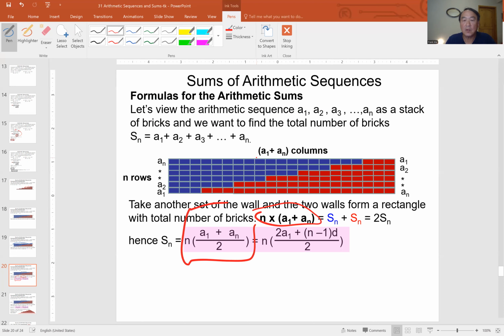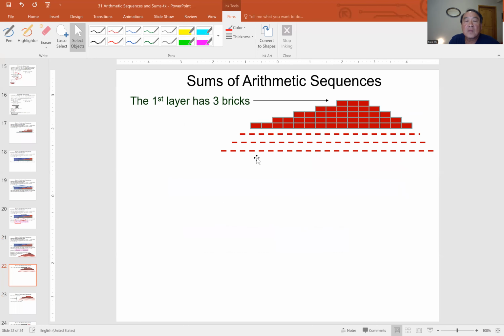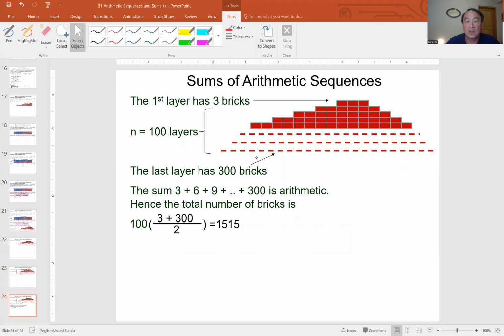And so, for example, if I want to find how many bricks there are over here, which is arithmetic, the first row has 3, and there are 100 layers, and the last row has 300. So therefore, that's how many bricks we have.